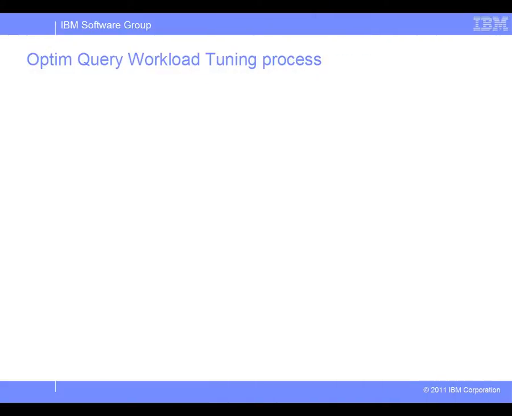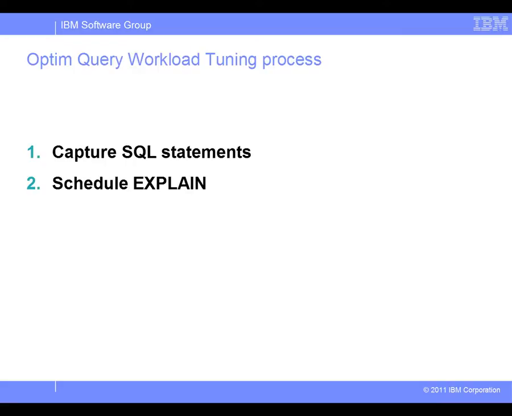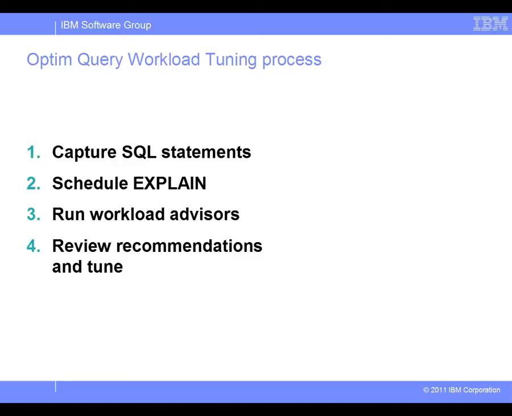There are 4 basic steps in the query workload tuning process. First, capture SQL statements for analysis and tuning. Second, schedule an explain task to collect statistics information for all SQL statements in the workload. Third, use the workload advisors to analyze performance and get recommendations for areas of improvement. Finally, review the recommendations, tune the workload using generated scripts, and revise the SQL statements based on the recommendations.